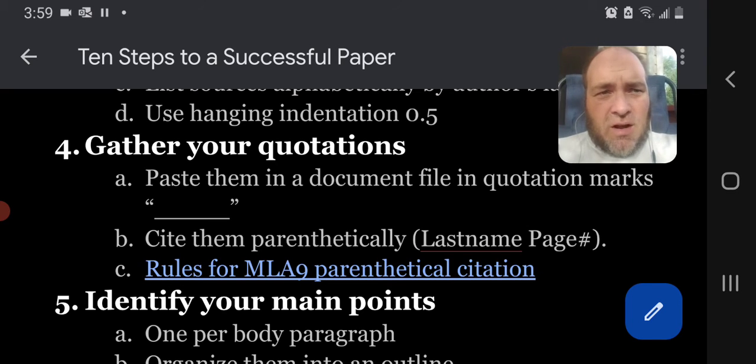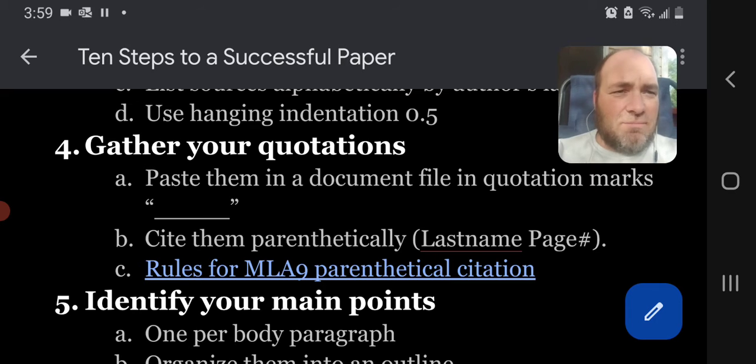And as I'm reading, whenever I come across something that I think is particularly interesting, that I think I might want to use in my paper, I copy and paste it into that document, or I transcribe it. I write it down if it comes from a book. So you put quotation marks around it.